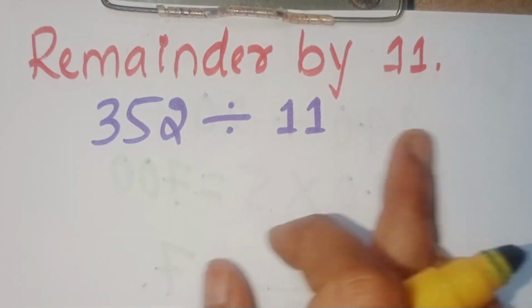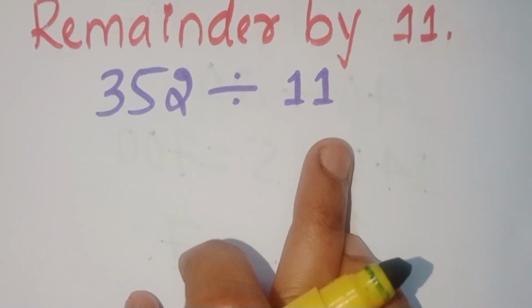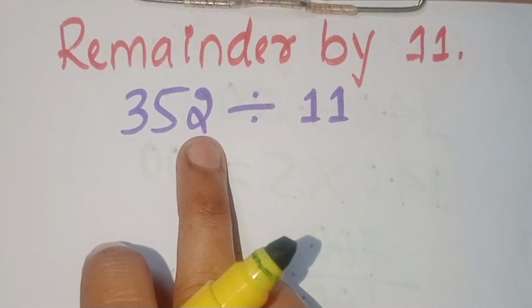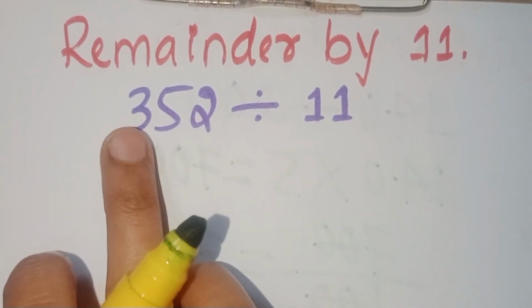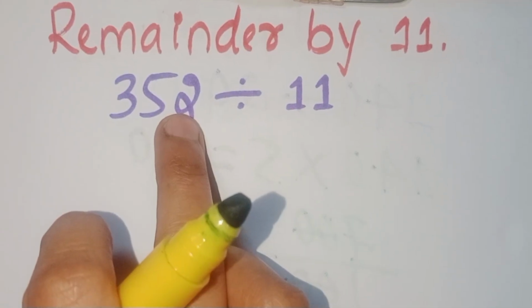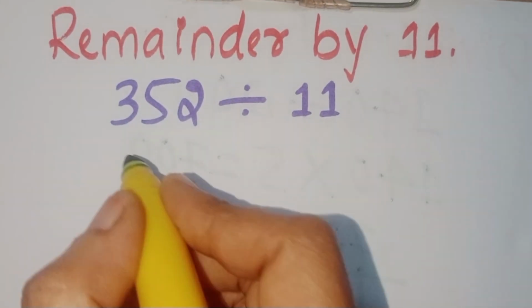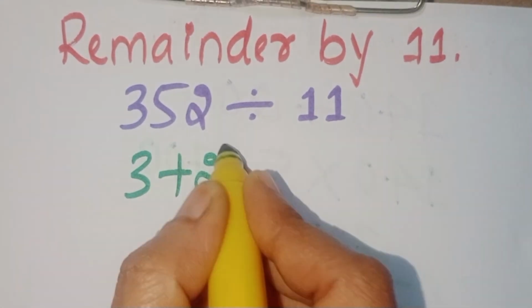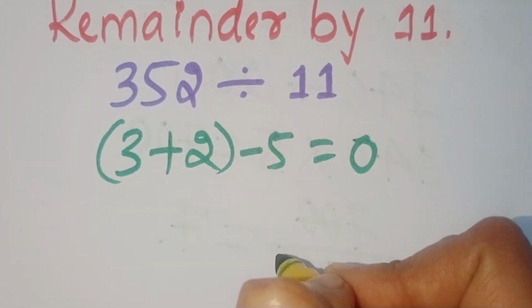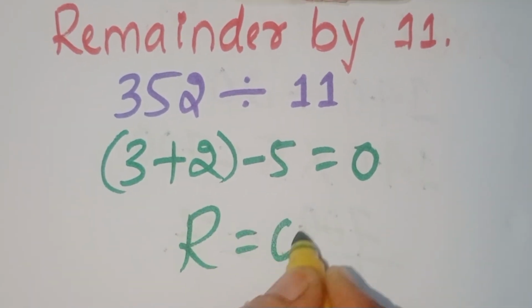Remainder by 11. 352 divided by 11. Difference of alternating digits sum. 3 plus 2 minus 5 is equal to 0. Remainder is 0.